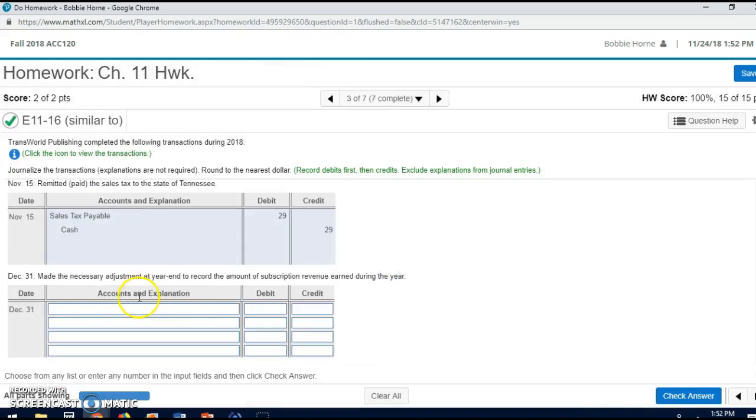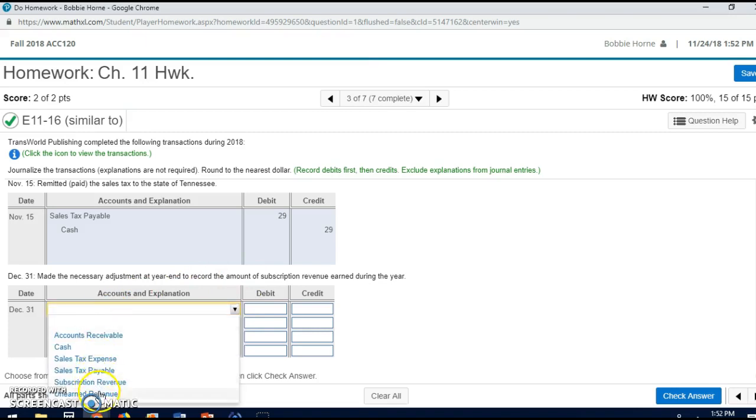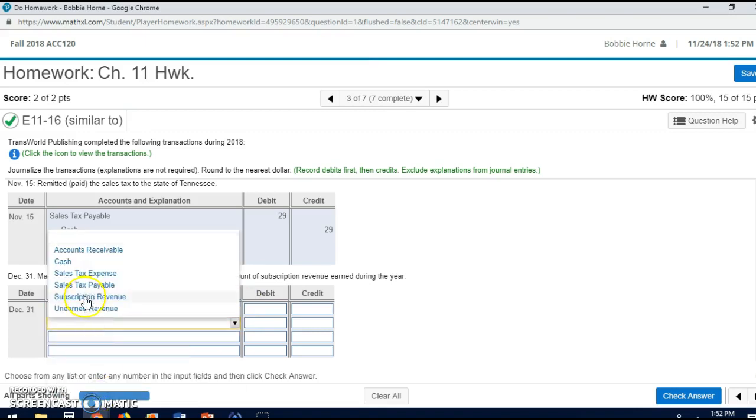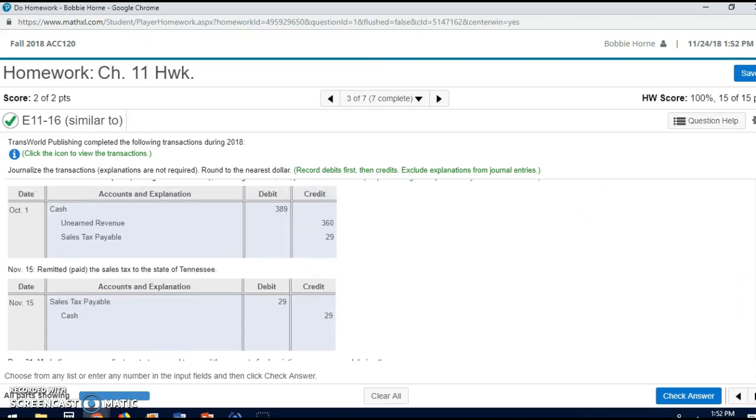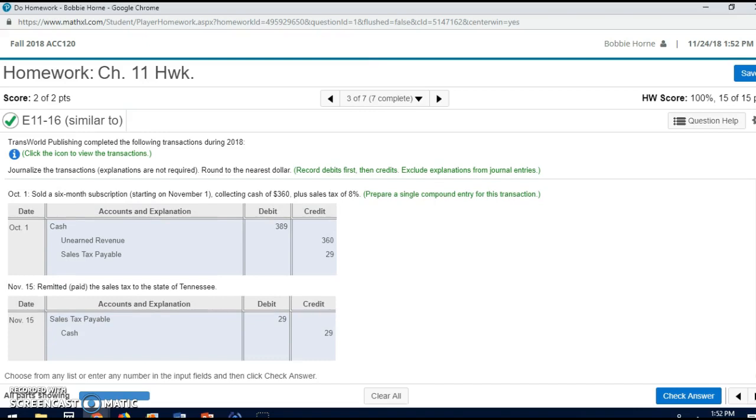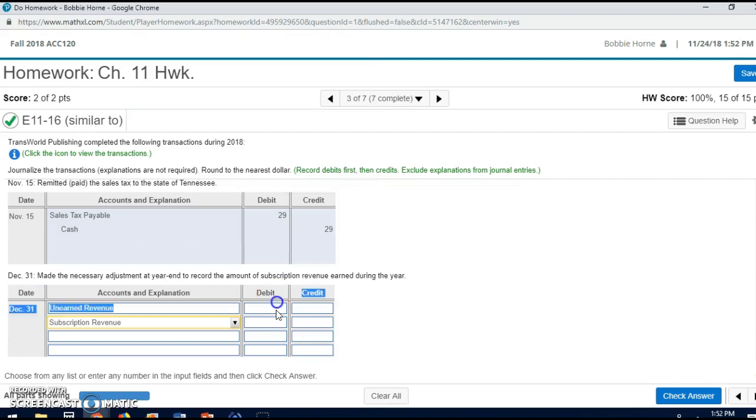And then we have an adjustment at the end of the year, so we're going to adjust unearned revenue and put it in subscription for the months that have now been earned. We had $360 for a 6-month subscription, so $360 divided by 6 would be $60 a month, and you have November and December, so $120.